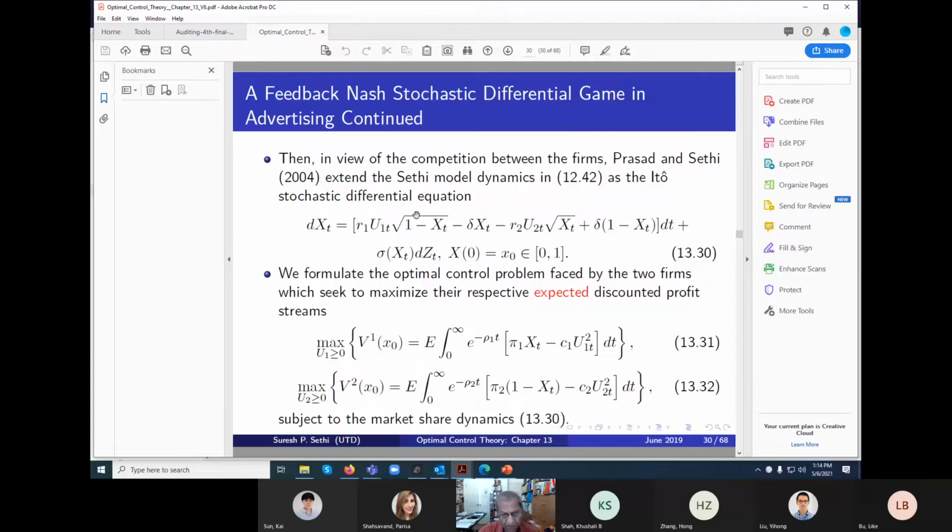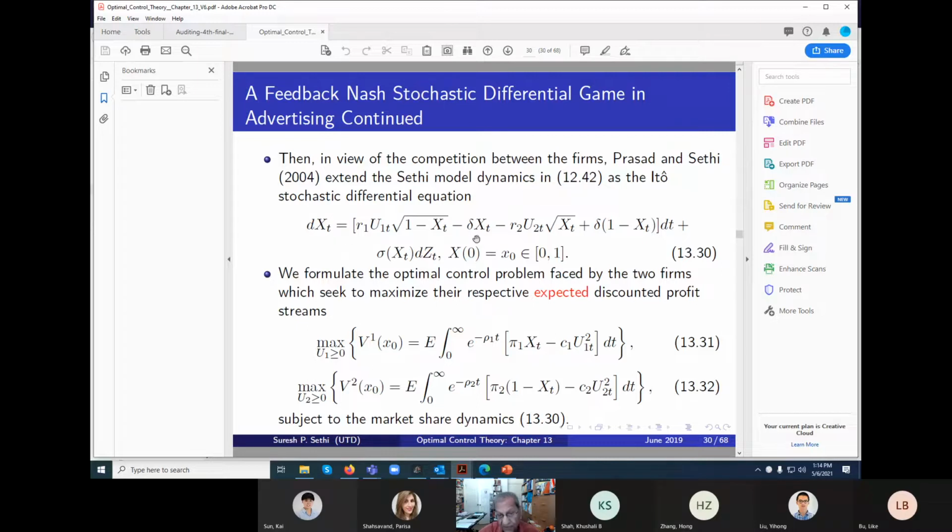Then, as in 12.3, the Sethi model was extended by Prasad and Sethi. This is what I'm doing now. The Prasad and Sethi 2004 paper is what we are covering right now. And so we have R1 U1 times square root of 1 minus X. This is for the X guy, that's firm 1.